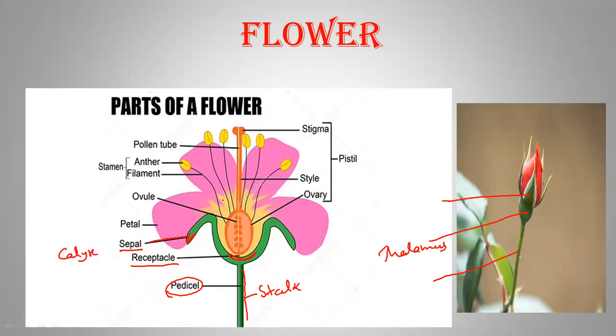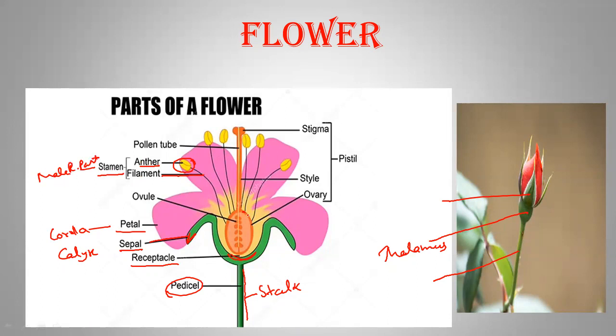Now these colorful leaves, like rose has red color, sunflower has yellow color leaves. So these leaves are known as petals, and a group of these leaves is called corolla. Now you can see the thread-like structure is the filament and the yellow sac attached to it is the anther. Anther and filament together are known as stamen, and stamen is the male reproductive part.